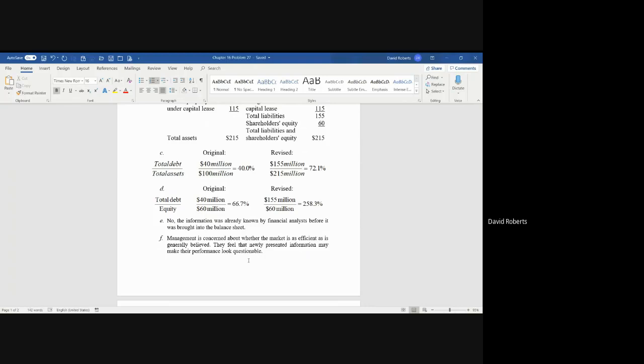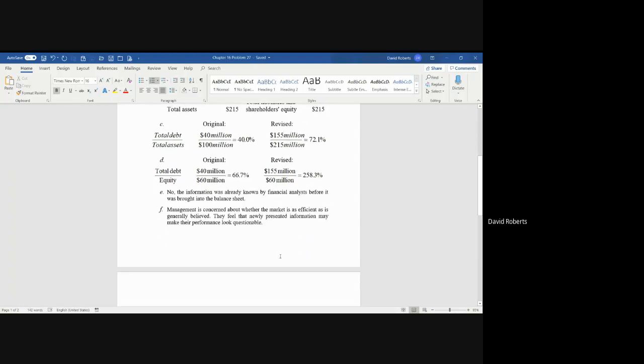So if the market didn't know about the capital leases, this would be viewed as a negative, that this company is more debt ridden, and that may make the company more likely to go out of business or go bankrupt. And if the market already knew this information, it's already been absorbed into the pricing of the common shares.